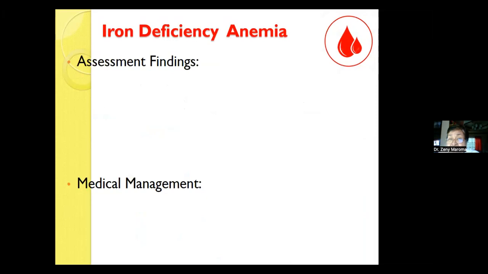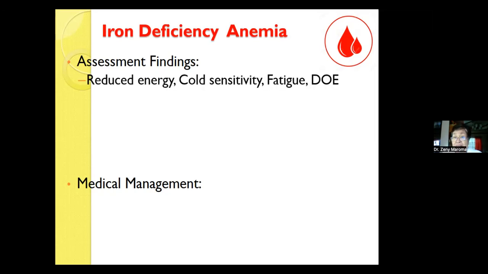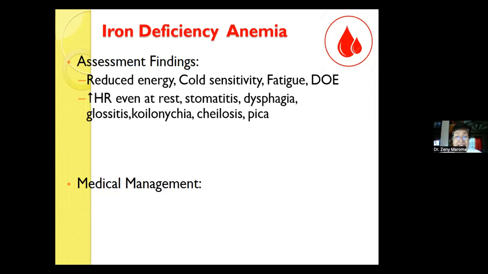What are the signs and symptoms of anemia? Low hemoglobin, decreased transportation of oxygen to the different body cells. Kaya there will be altered tissue perfusion. Ano ebidensya? There's pallor, weakness, fatigue. Okay. So there's reduced energy, cold sensitivity, fatigue, dyspnea on exertion. Ano nursing diagnosis? Fatigue or activity intolerance. Anong compensation ng puso? The heart will compensate by tachycardia. So there's tachycardia even at rest.